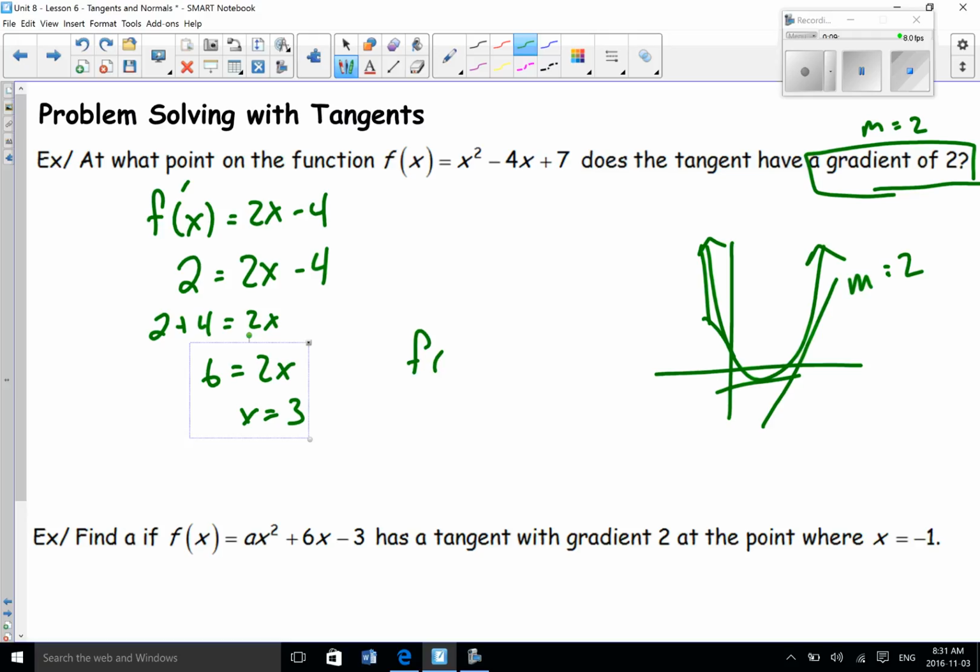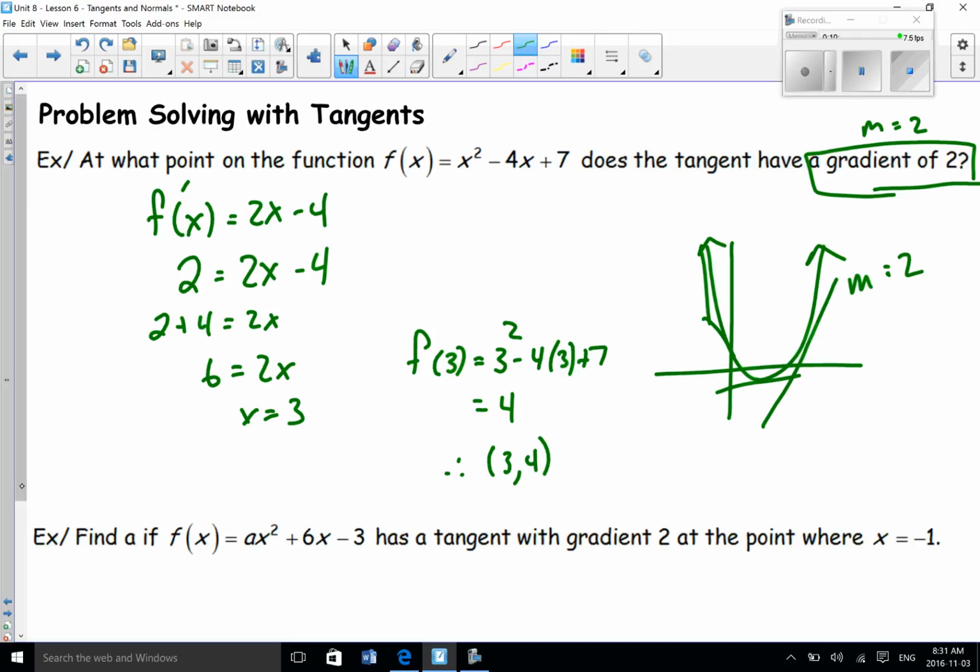Well, I go back to my original function and plug in the 3. So 3 squared minus 4 times 3 plus 7. So we'll get 9 minus 12 plus 7, and that comes out to 4. So at the point (3, 4), I end up with a gradient, a slope of 2.